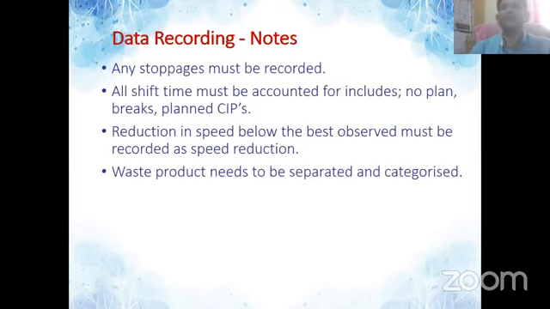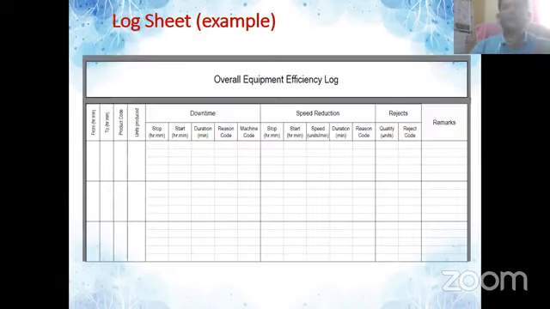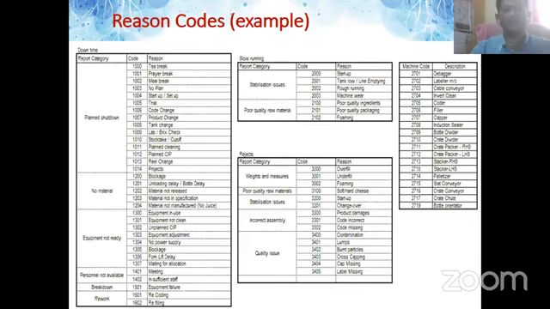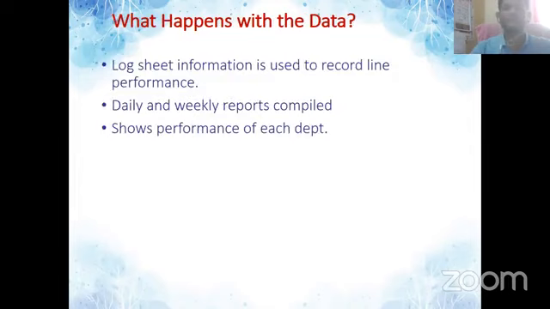So in OE, we have to record the data. Any stoppage must be recorded. Anything which stops the production should be recorded. So this is the example of a log sheet of OE. From this, we can jot down the different stops and starts and the duration of the breakdowns. These are the different reason codes for the OE.